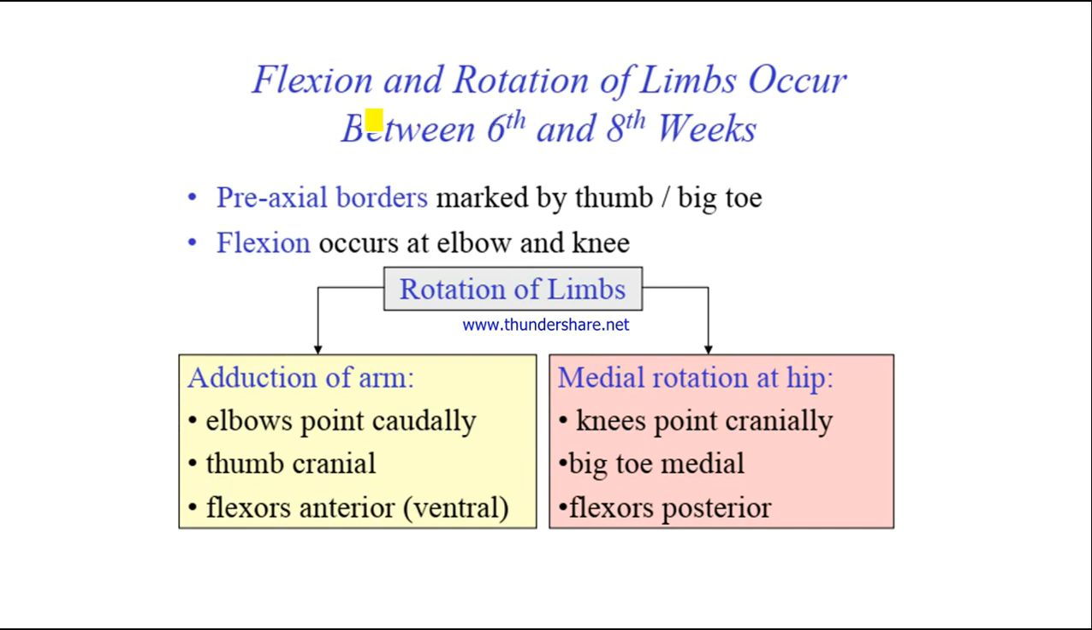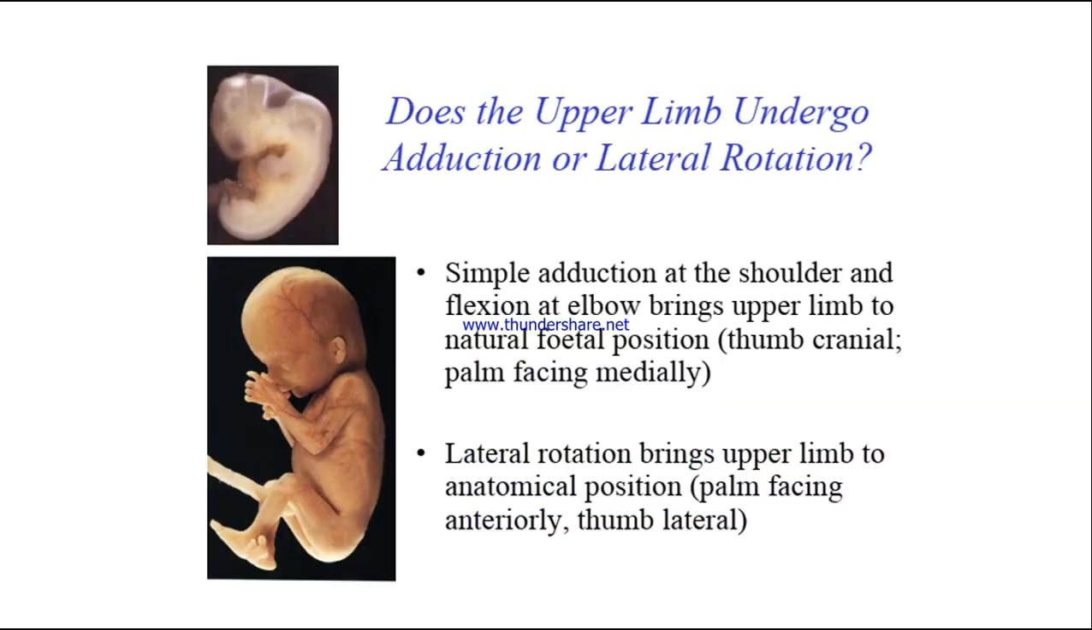So let's talk about the flexion and rotation of the limbs occurring between the 6th and the 8th weeks. We've got the preaxial borders marked by the thumb and the big toe, and flexion occurs at the elbow and the knee. For the rotation of the limbs in the upper limb, we've got adduction of the arm, the elbow points caudally, the thumb cranially, and the flexors anterior ventral. In the lower limb, we've got medial rotation at the hip, the knees point cranially, the big toe medially, and the flexors posteriorly.